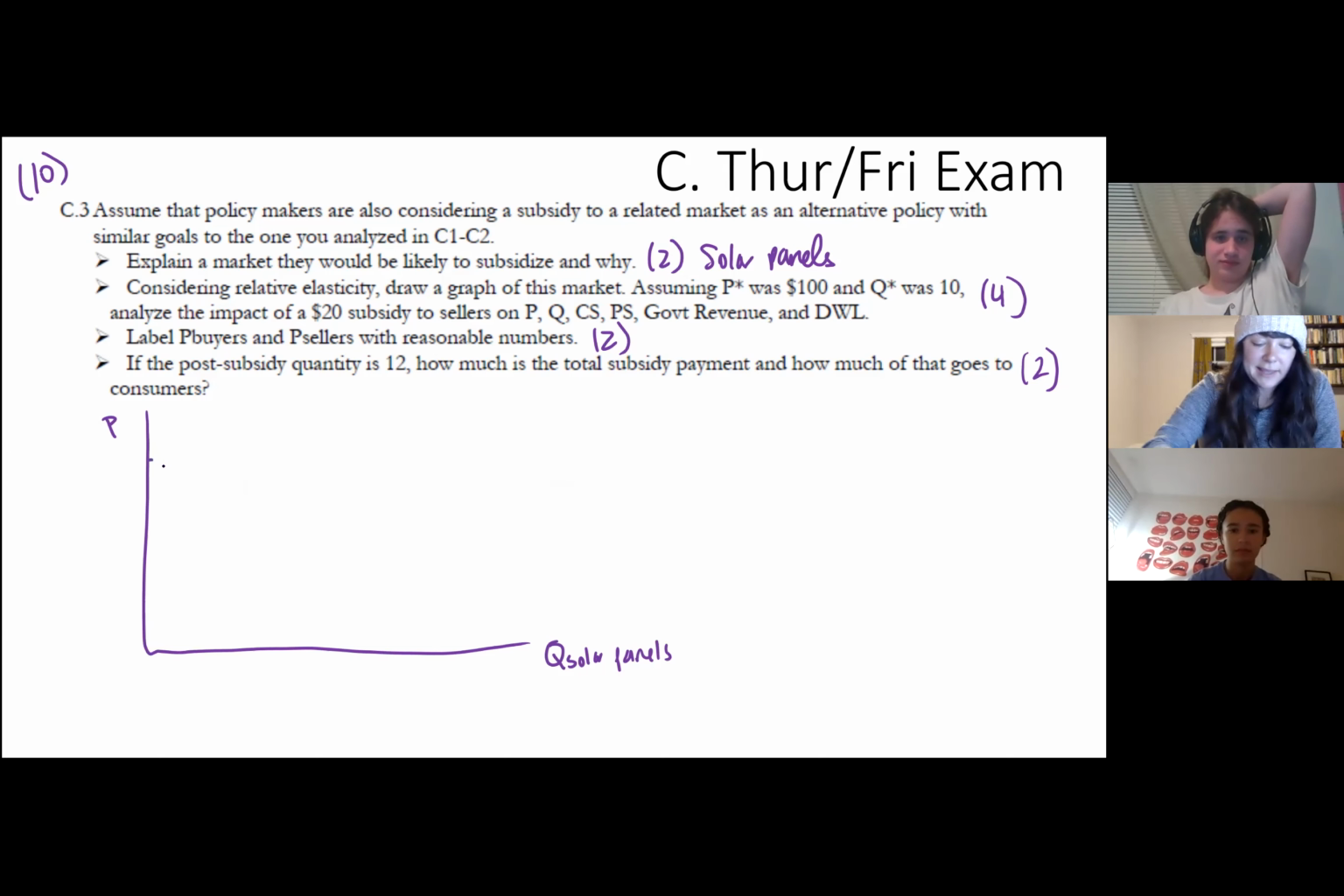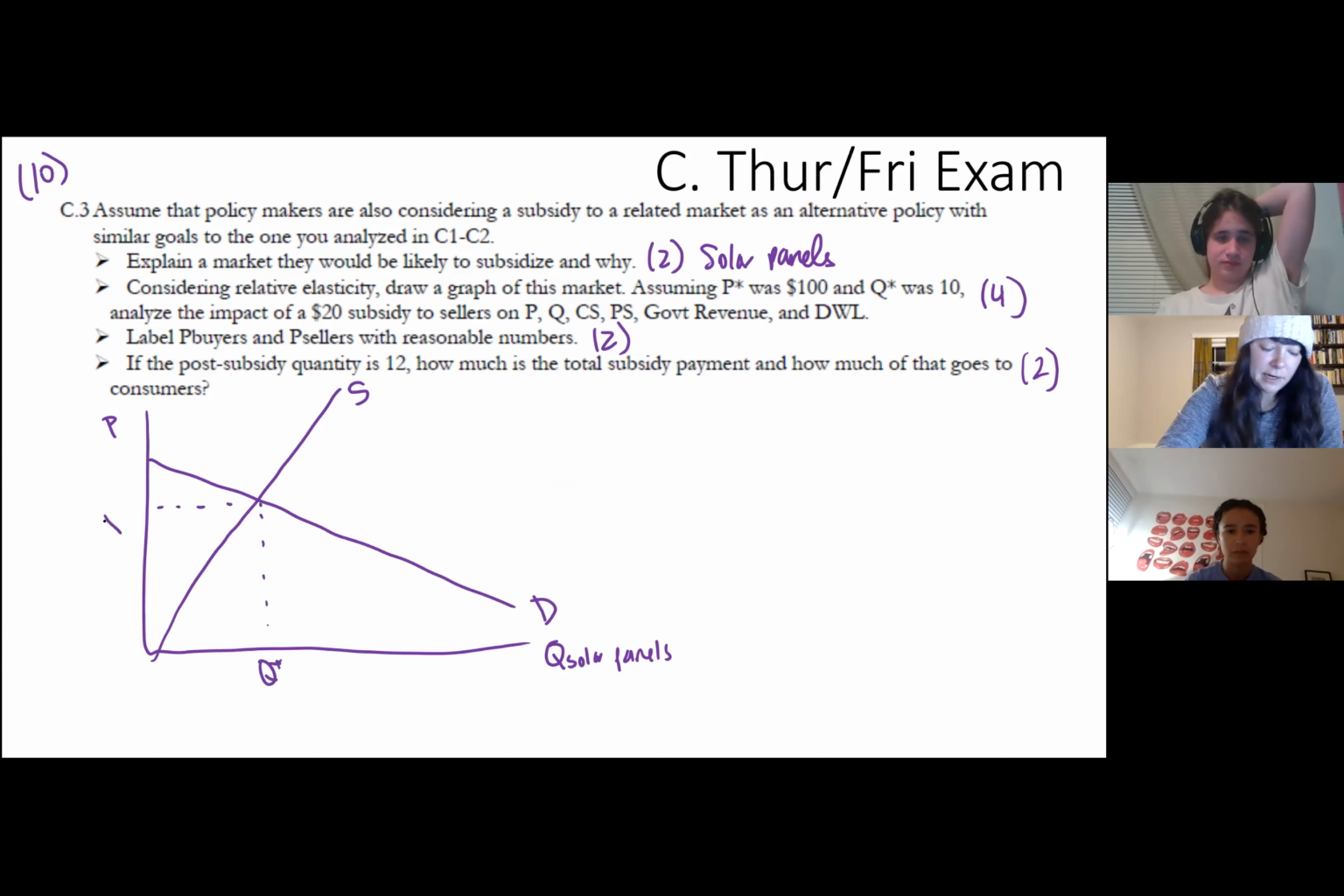I think instead that solar panels have pretty elastic demand because there are a lot of substitutes and it's a big chunk of your income, and supply is relatively inelastic because they're relatively difficult to produce and there's not that many companies that are experts in it. They have a lot of specialty inputs. So P star is 100 and we're going to need some of these numbers. Q star 10. Analyze the impact of a $20 subsidy to sellers.